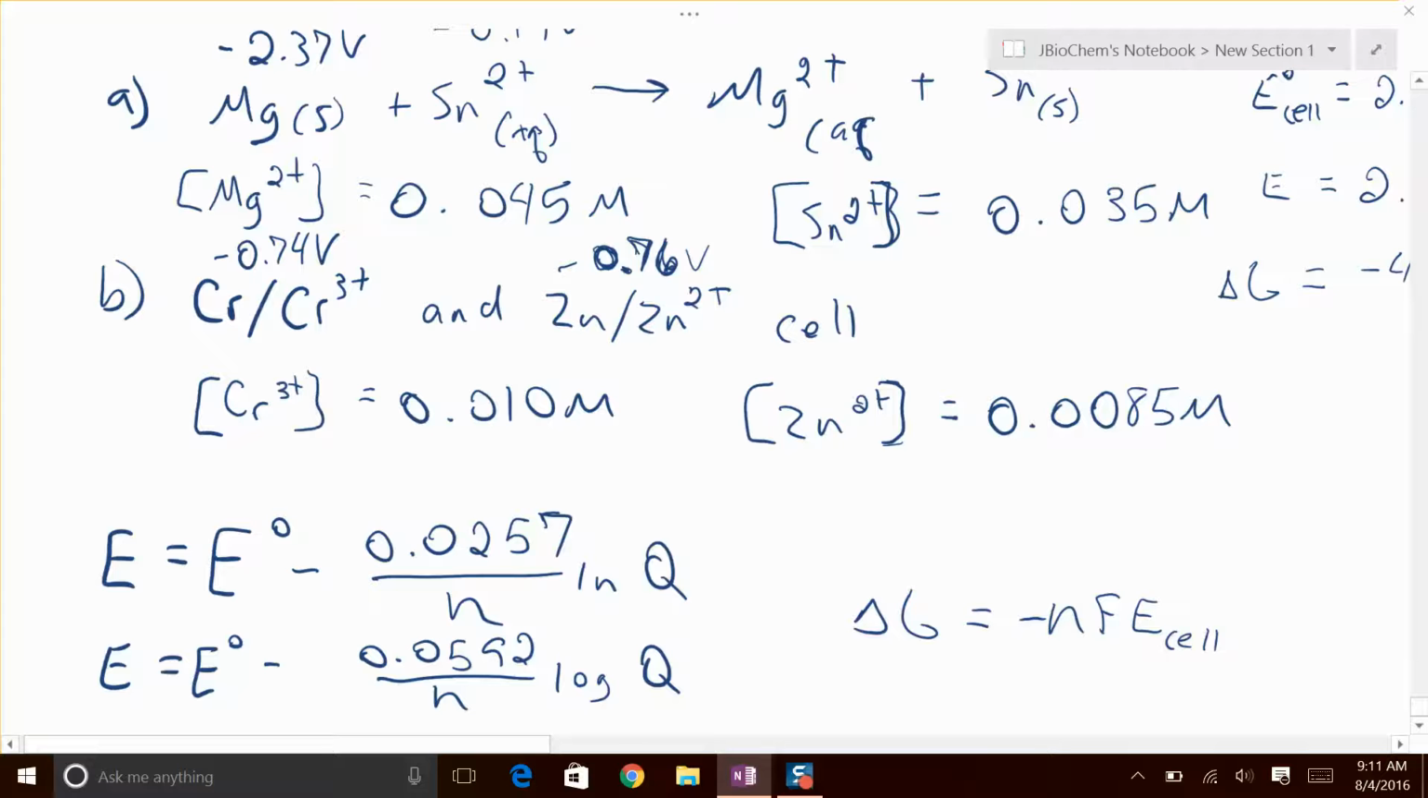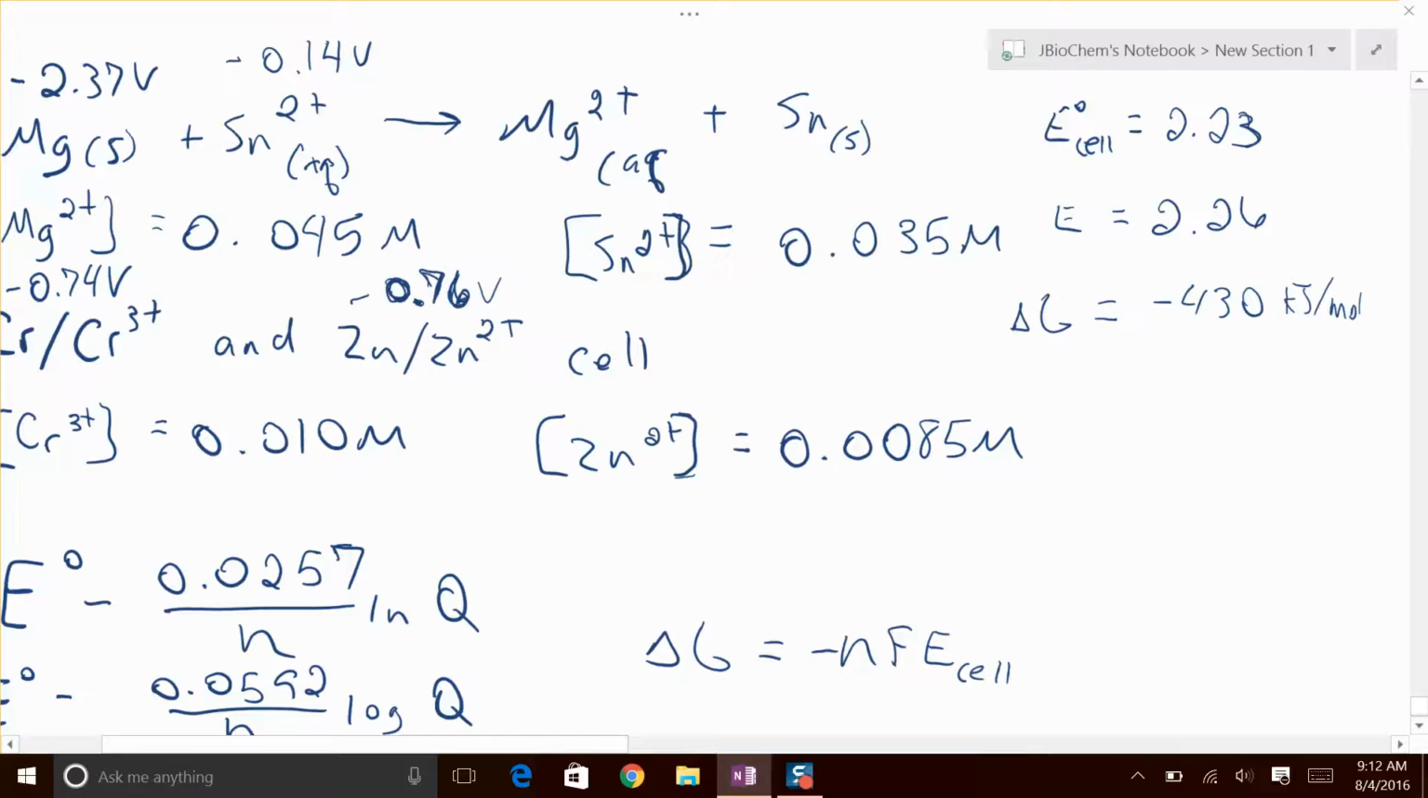Did you write those numbers? I wrote those, 0.74 volts and 0.76 volts. Are they in here? Oh, above. Okay. Sorry, what was the E for A? 2.26.